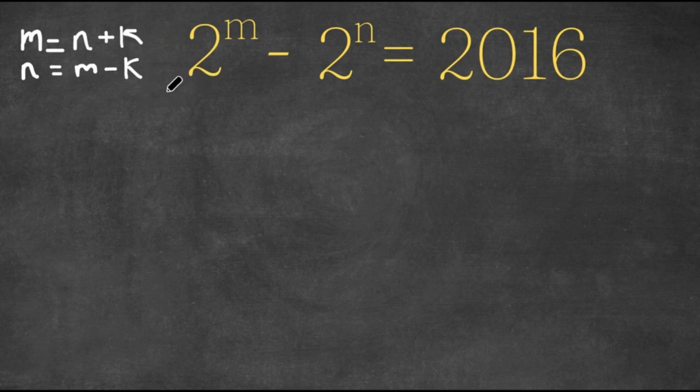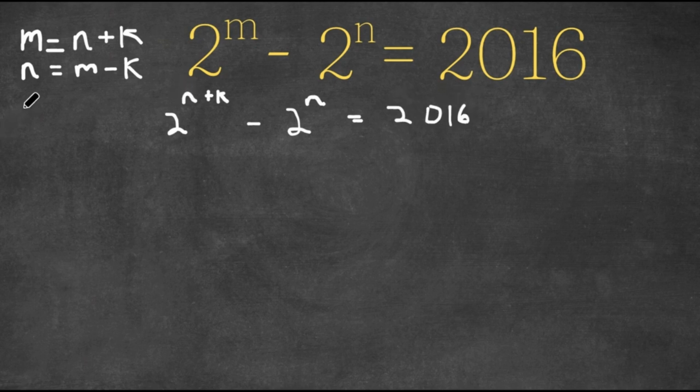So now I'm going to replace m with n plus k. So I'm going to rewrite this as 2 to the power of n plus k minus 2 to the power of n equals 2016.